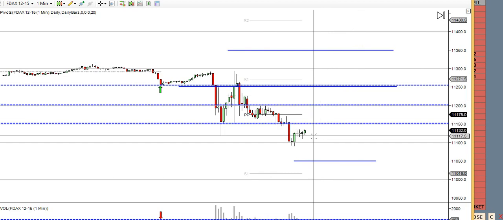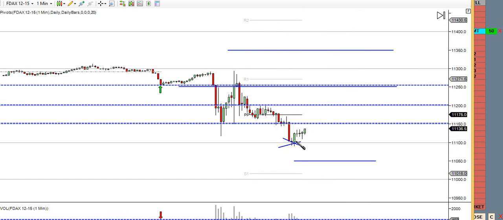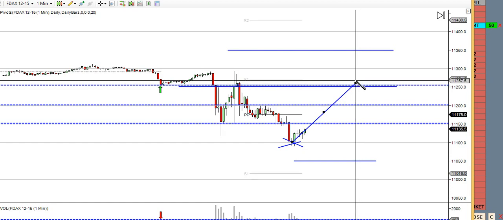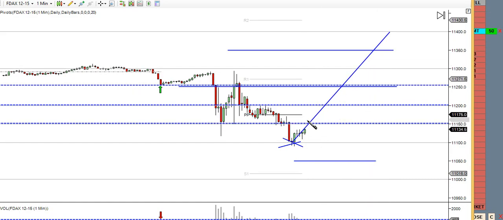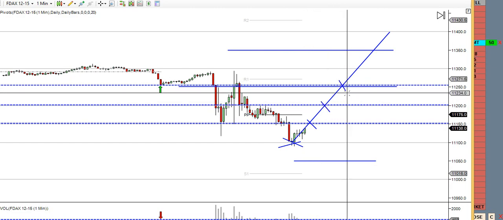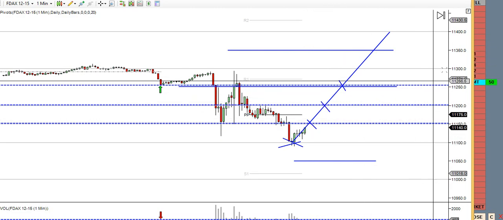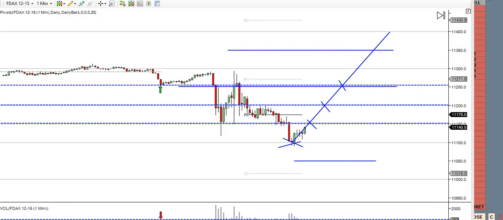So I would like this support to hold for the rest of the day, let's say, be optimistic, and price even rally aggressively on newly announced measures from Draghi, but then we need to see how it will behave at this level right here. Order filled.